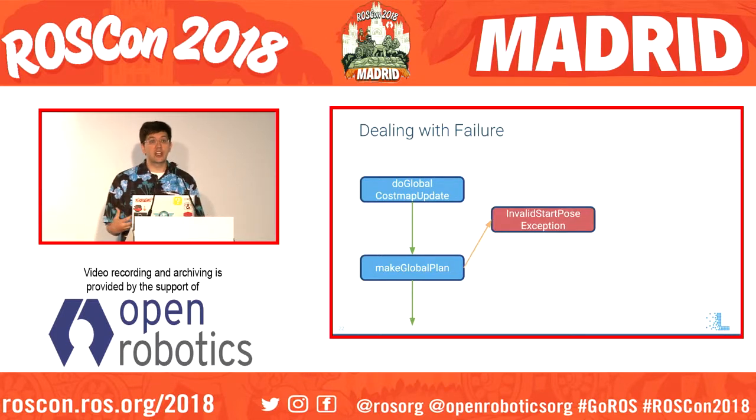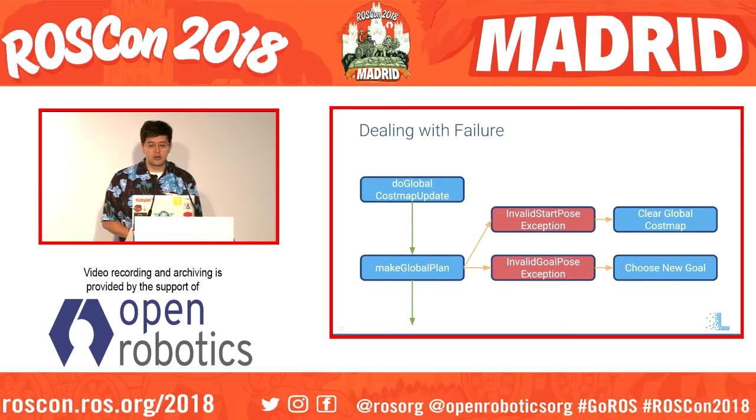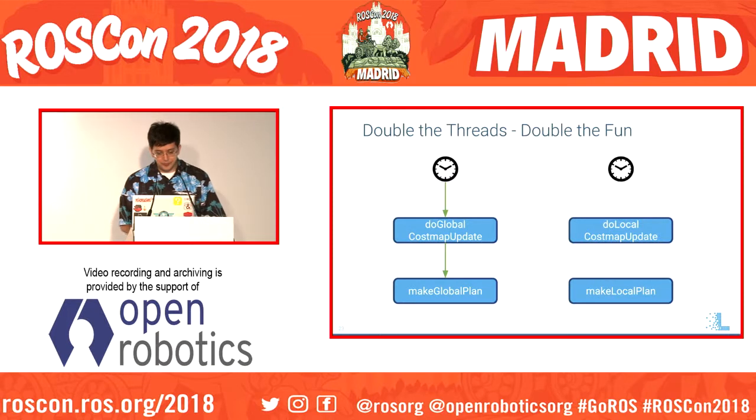It might cause different types of exceptions. So it might cause an invalid start pose exception, or an invalid goal pose, or a number of other different exceptions. And now you can catch that exception and cause different behaviors to happen depending on the type. So if the start pose is invalid, maybe you want to clear the costmap and try again. If the goal pose causes a problem, then maybe you want to choose a new goal and react in that way. And so this is just an example. You are allowed to extend this class and change these mappings to fit your particular context.